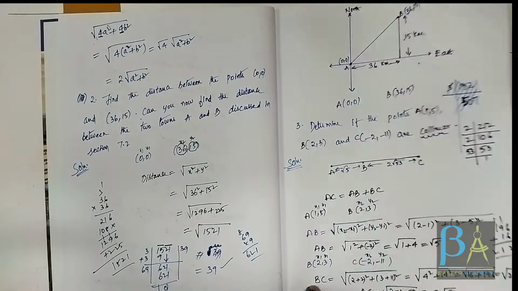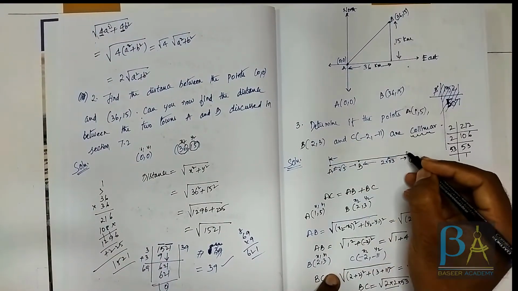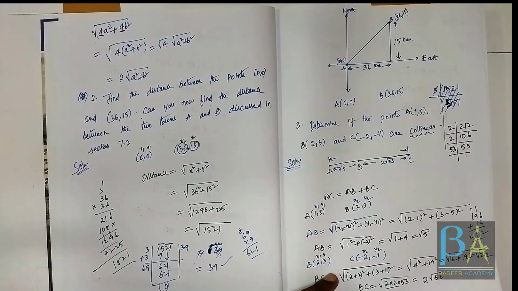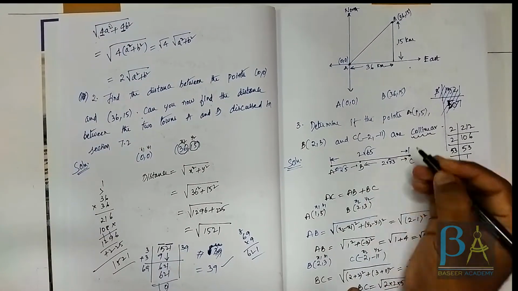So AC is the distance between the point A and the point C, which is square root of 265. Square root of 265.